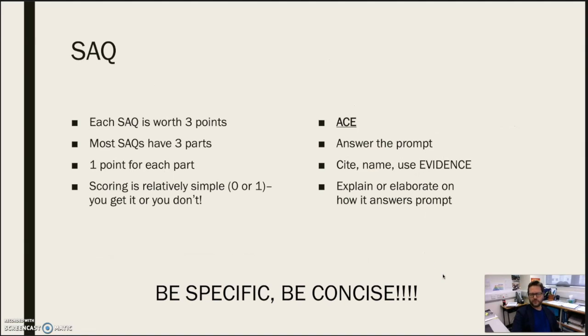Each SAQ is worth 3 points. Most SAQs have 3 parts, 1 point for each. So scoring is simple. Either you get the point or you don't. It's right or wrong. There's no partial credit. You've done it or you haven't, 1 or 0.